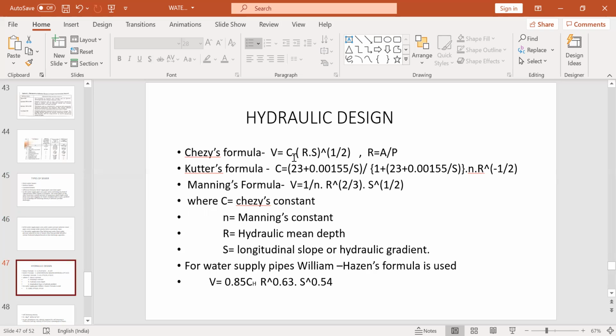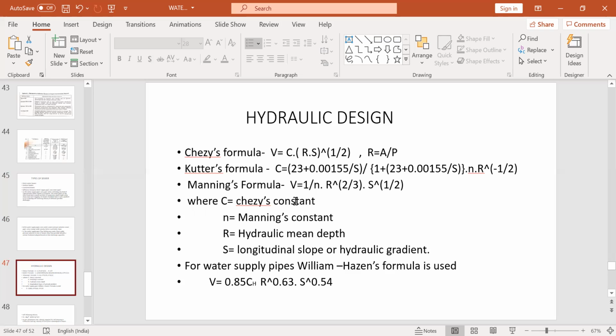C is Chezy's constant. That is one constant that you can calculate using Kutter's formula, given by C is equal to (23 plus 0.00155 by S) whole by 1 plus (23 plus 0.00155 by S) into N by square root of R. Using this formula, if you do not know the value of C, you can calculate it. If you know N and R, you can find C, and then, knowing R and S, you can find the velocity. So this is using Chezy's formula.